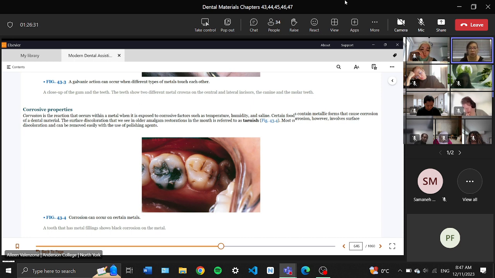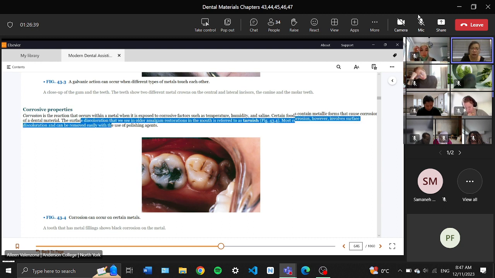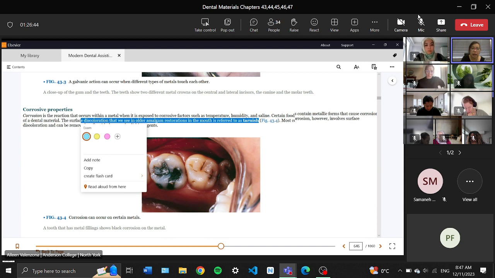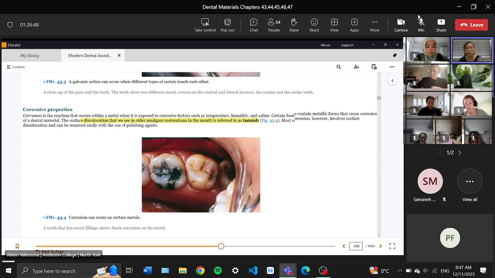Discoloration that we see in older amalgam restorations in the mouth is referred to as tarnish. So discoloration means tarnish. That's why you might hear tarnish and corrosion. It means they are not as shiny as silver as before. Most corrosion, however, involves surface discoloration and can be removed easily with the use of polishing agents. So we can polish them. We can make them shiny again.